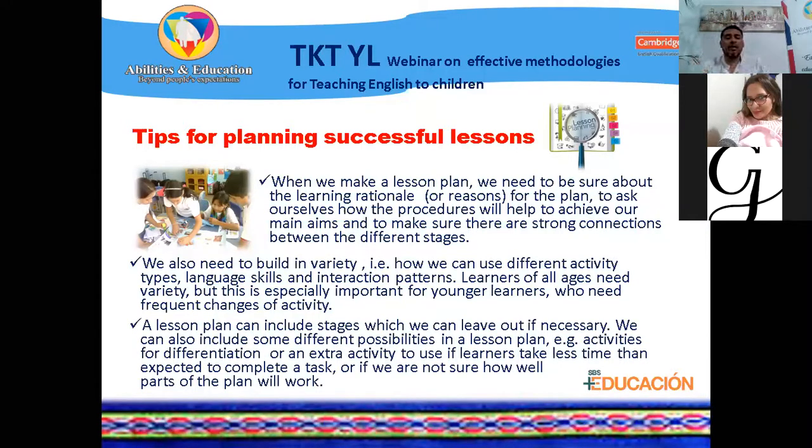A lesson plan can include stages which we can leave out or omit if necessary, as I said. And we can also include some different possibilities in a lesson plan. For example, activities for differentiation, in case you are working with students with special educational disabilities or necessities. Or you can include in your lesson plan an extra activity to use if students take less time than expected to complete a task. Or if we are not sure how well parts of the plan will work.